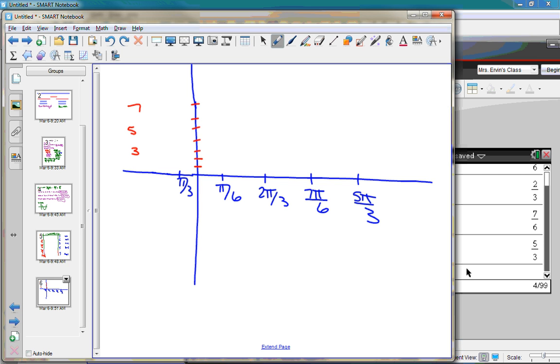Okay? Now, at pi over 3, we're going to have max, and then a level, and then a min, and then a level, and then a max. Do we see the graph? Now, how do you get your calculator to show the same view that you are drawing on your graph paper?